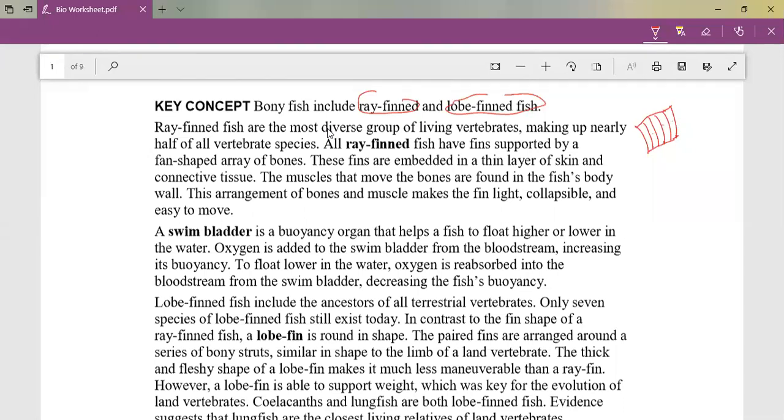So the arrangement of bones and muscles makes the fin light, collapsible, and easy to move. If someone asks about the description of the ray fin, among the qualities they have is that they are very flexible, light, collapsible, and easy to move around. This is a major quality of the ray fin.